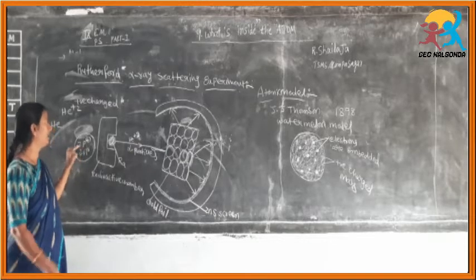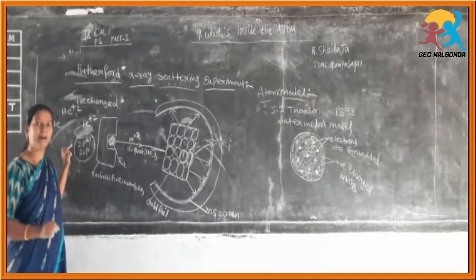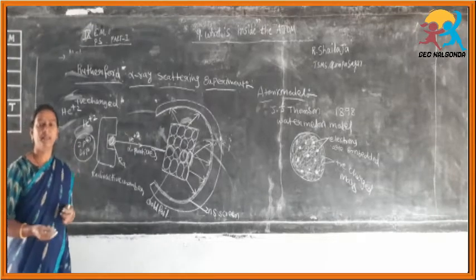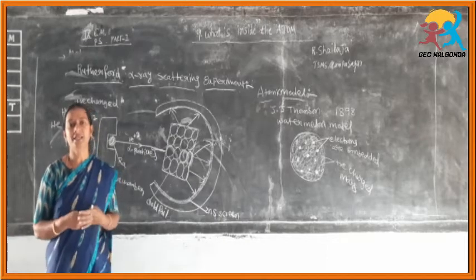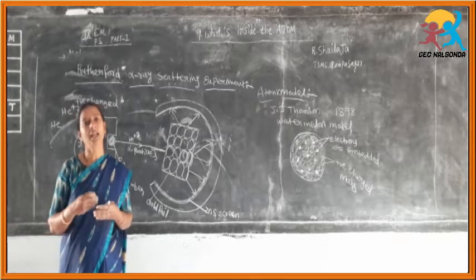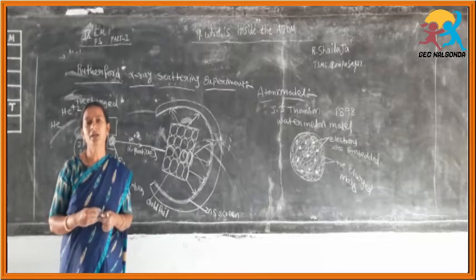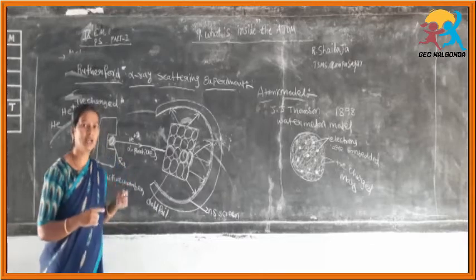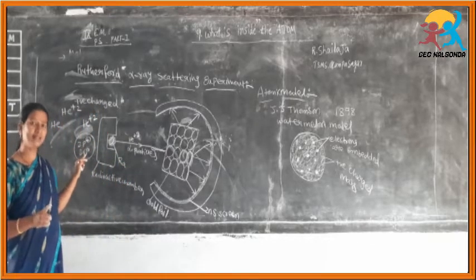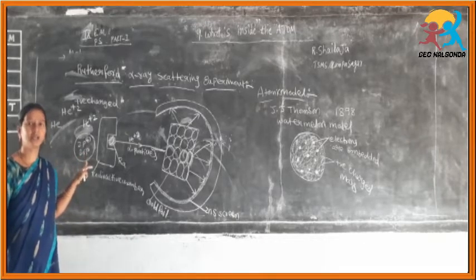So this particle is considered the He2+ particle, the alpha particle. What is an alpha particle? It is He2+, a helium atom that has lost 2 electrons. The helium atom contains 2 electrons, 2 protons and 2 neutrons; by removing the 2 electrons, it contains 2 protons and 2 neutrons. Only 4 particles: 2 protons and 2 neutrons. Proton is positively charged, neutron has no charge.